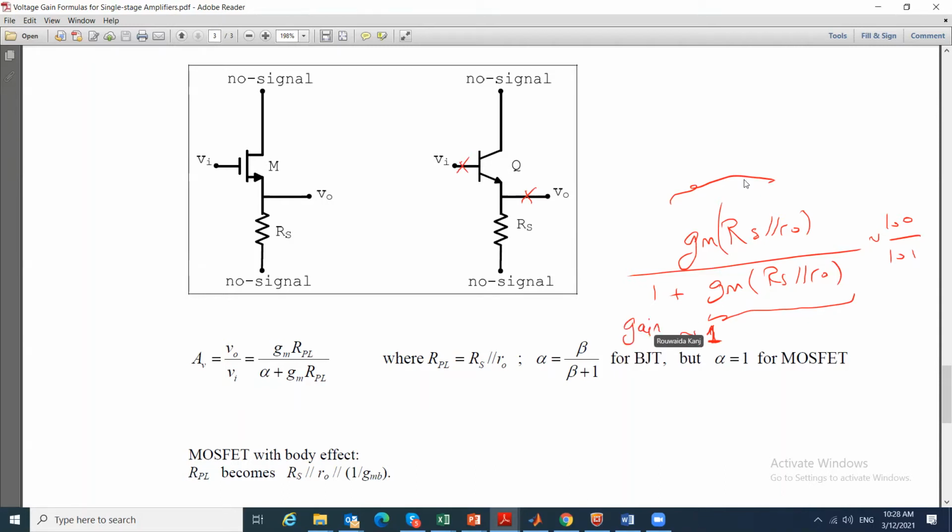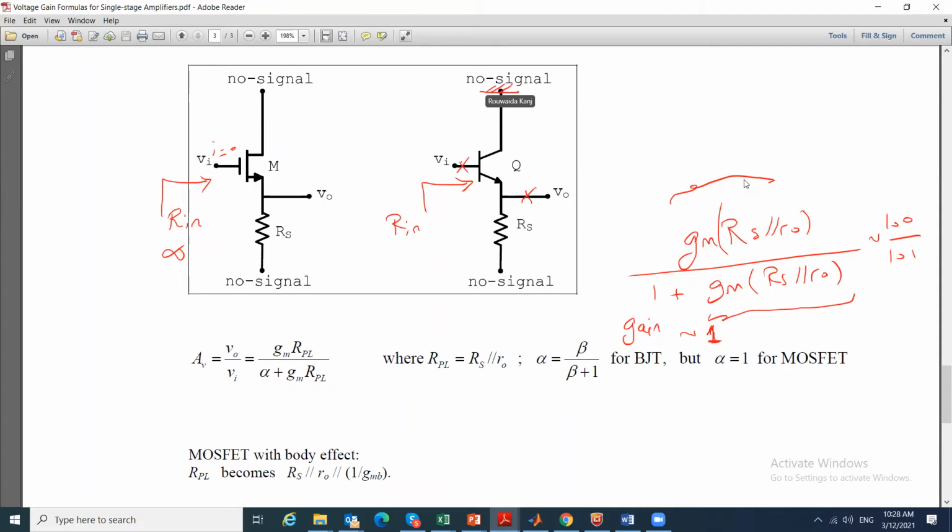Okay, but what is the trick? What is the issue with this circuit? If I want to say what is the input resistance for this MOSFET from this side? Infinite, yes, because i is 0 here. Now what about the input resistance for this amplifier from the base of the BJT? What is the input resistance?